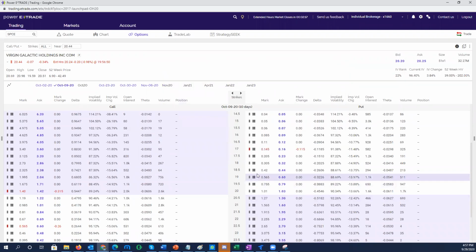But if SPC comes back to 19 or 18.5, what is going to happen? They are going to put the shares into your account. That means you are going to buy these shares at $19. But what is exactly your average price? $19 minus 0.6, that is 18.4. So actually you are buying the shares at 18.4. So you are again profitable.